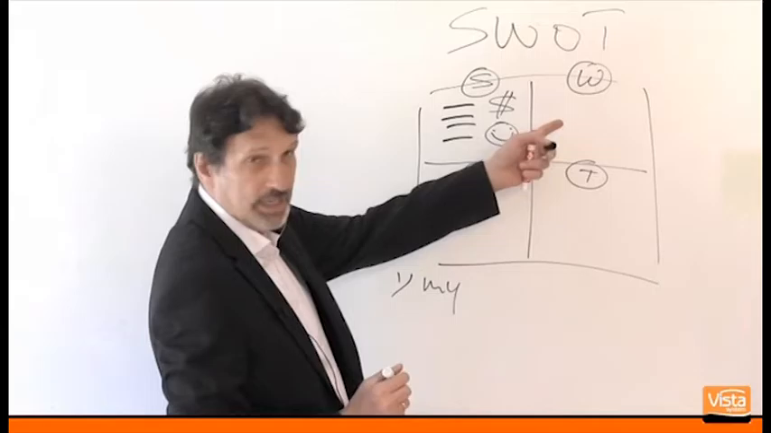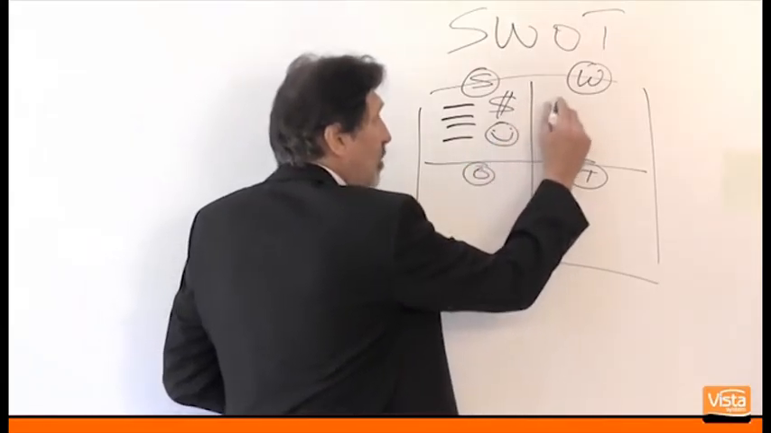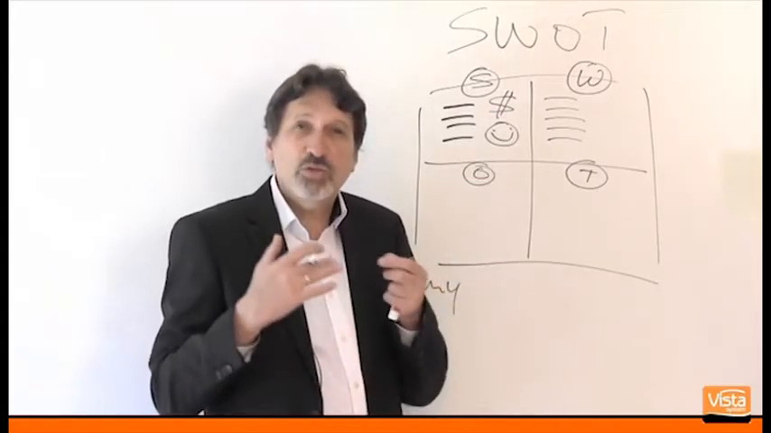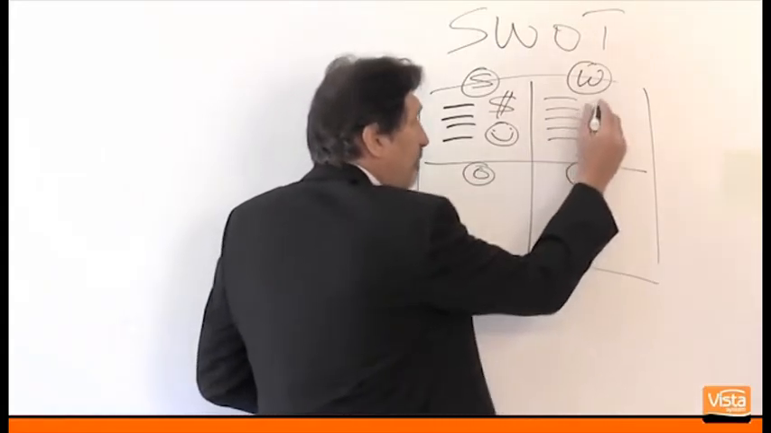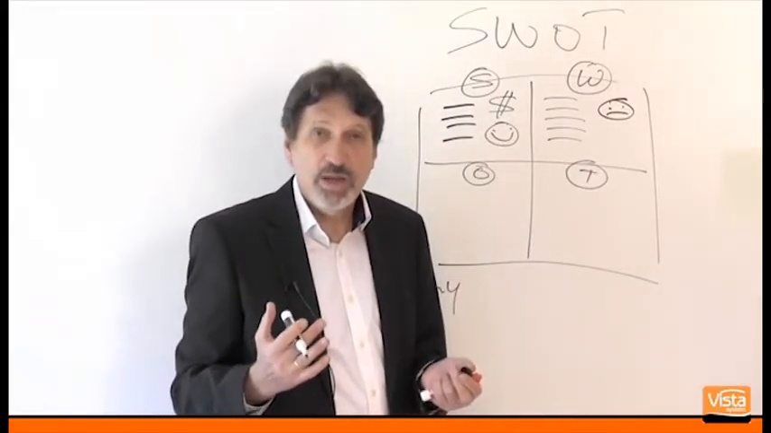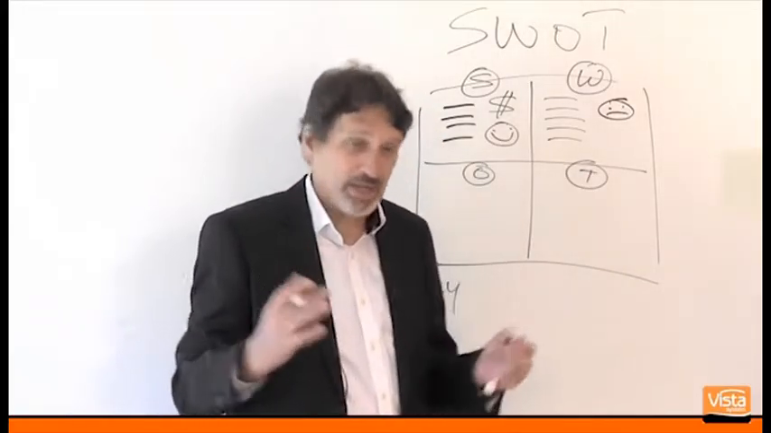Then I write, in the second area, my observation of the weaknesses of the company. Where do we have problems? Where do we have difficulties? Where are people not happy? Where are we losing money, etc.? Where do I get stress, etc.?